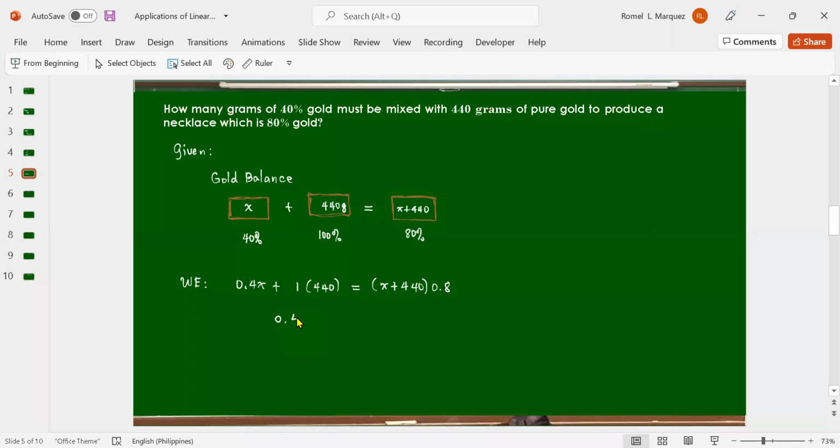So, 0.4X plus 440 is equal to 0.8X plus, what is 440 times 0.2? 352. So, combining, we have negative 0.4X, 0.4 minus 0.8, that is 0.4, no? And then 352 minus 440, that is negative 88, no?